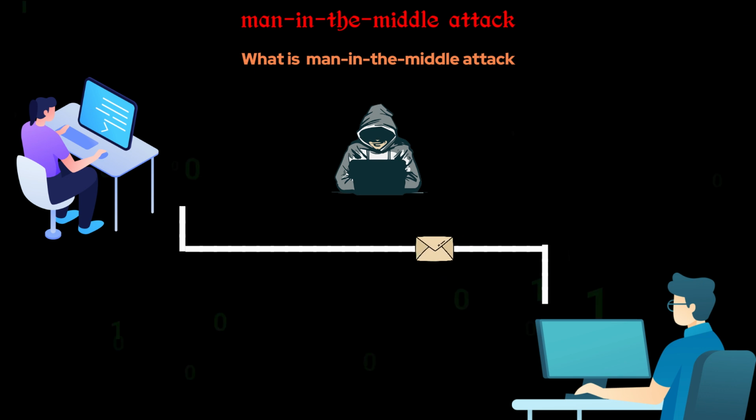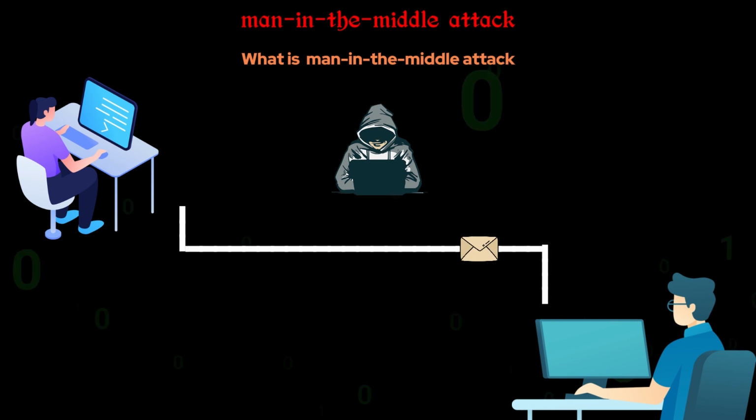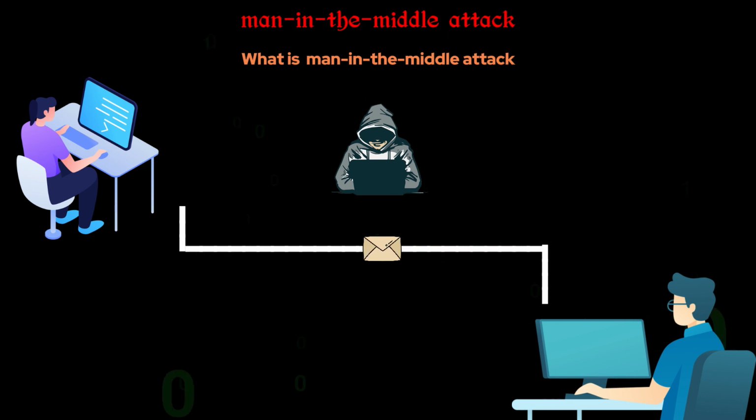What is a man-in-the-middle attack? A man-in-the-middle attack is a type of cyber attack in which the attacker secretly intercepts and relays messages between two parties who believe they are communicating directly with each other. The attack is a type of eavesdropping in which the attacker intercepts and then controls the entire conversation.